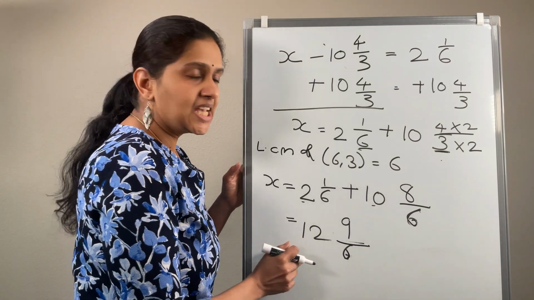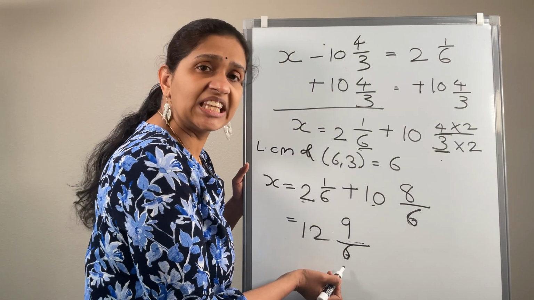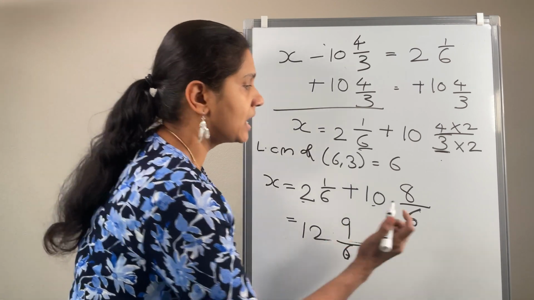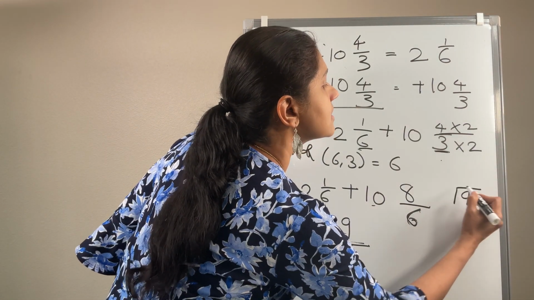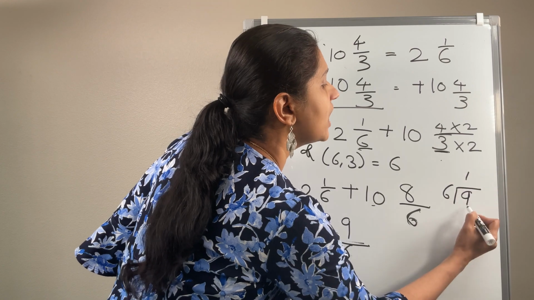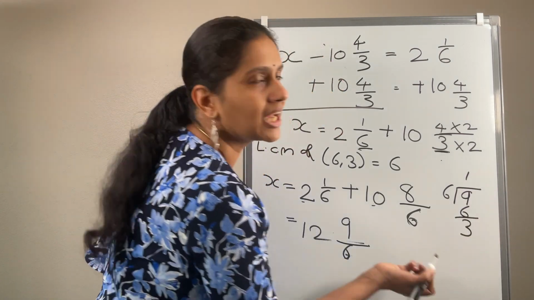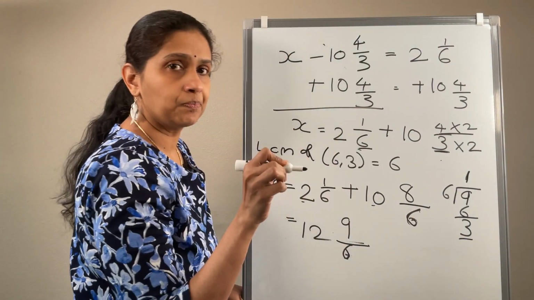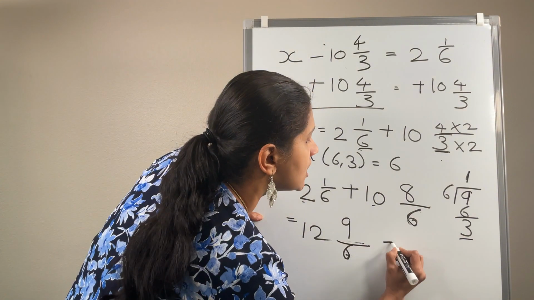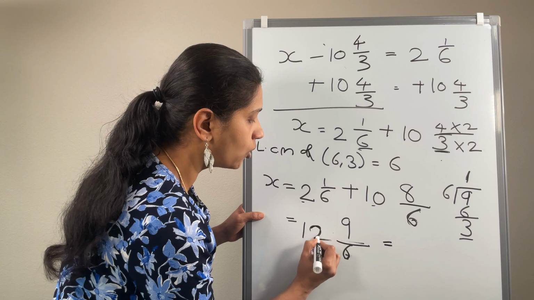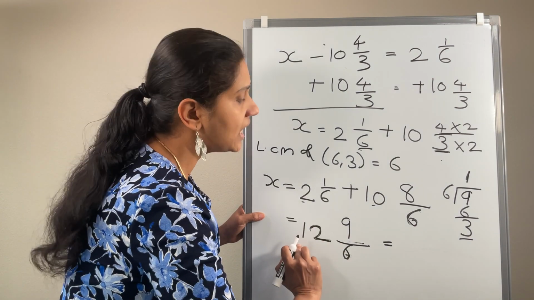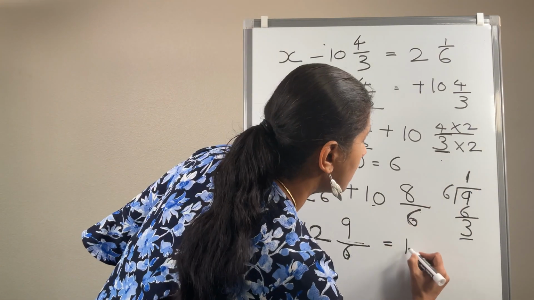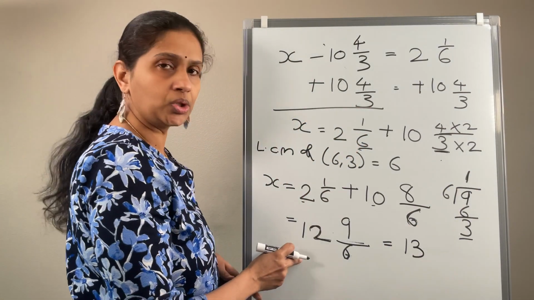Here you can see the numerator is bigger than the denominator. In this case, we first have to check 9 divided by 6. So 6 goes into 9 one time and the remainder you will get is 3. So the quotient is 1 and the remainder is 3. In this case, you see this whole number 12, right? So 12 plus the quotient, 12 plus 1, which is going to be equal to 13.